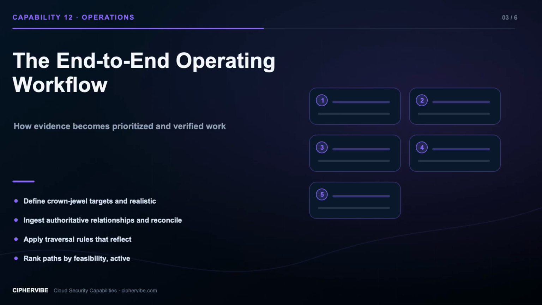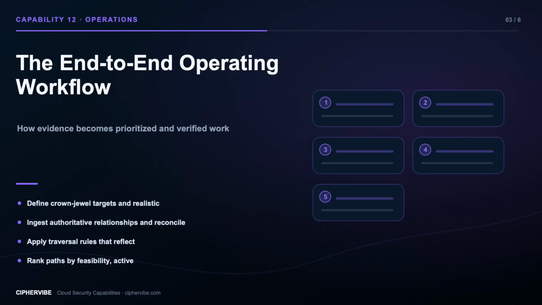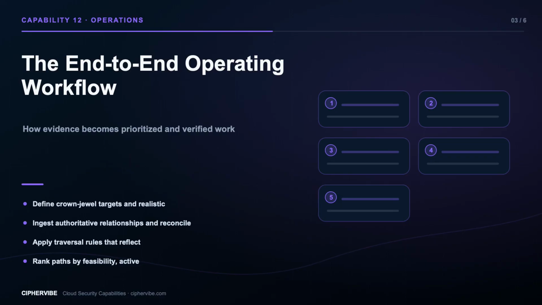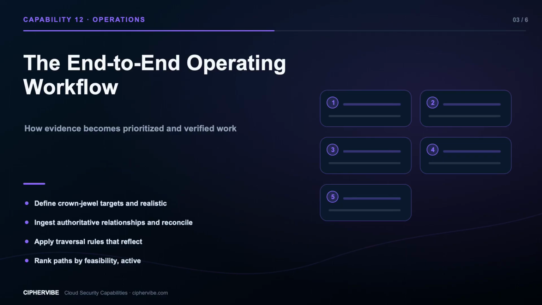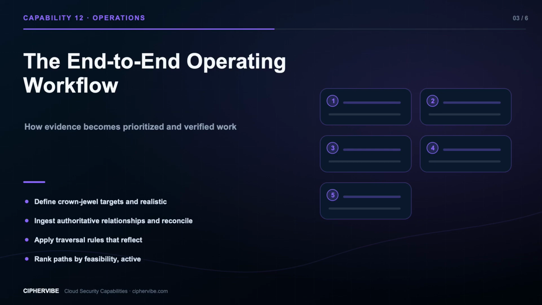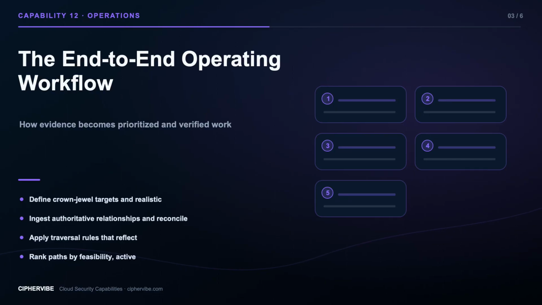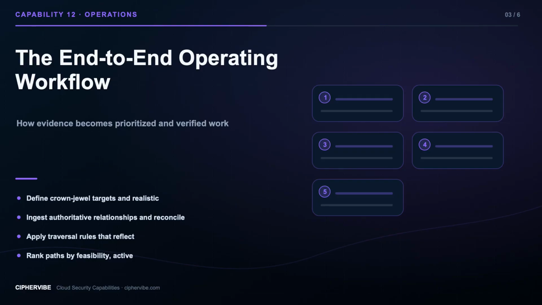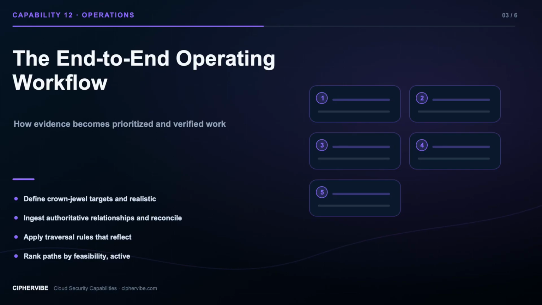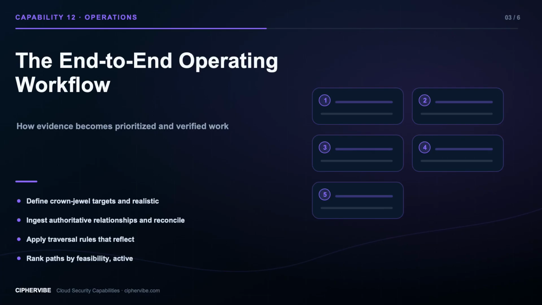First, define crown jewel targets and realistic attacker starting points before computing paths. Second, ingest authoritative relationships and reconcile duplicate assets and identities across sources. Third, apply traversal rules that reflect actual network, identity, vulnerability, and control conditions. Fourth, rank paths by feasibility, active exploitation, privilege, data impact, business importance, and confidence. Fifth, choose remediation that removes a high-leverage edge, then recompute to verify the path is broken.